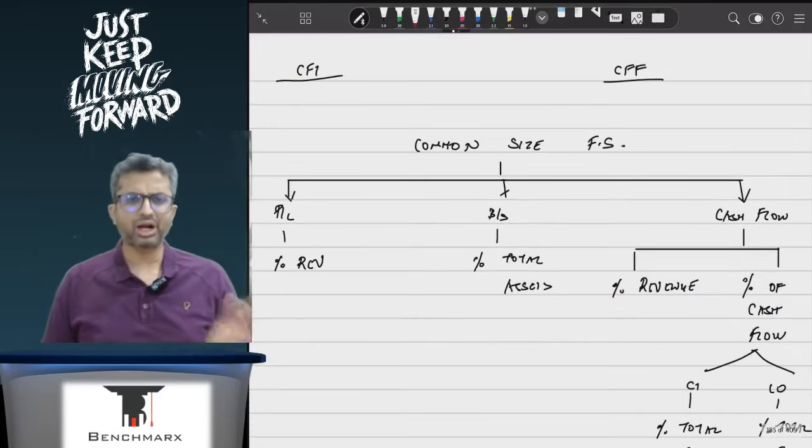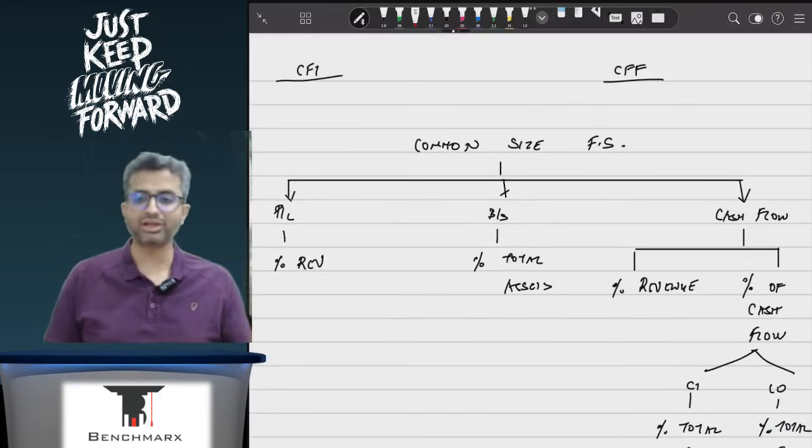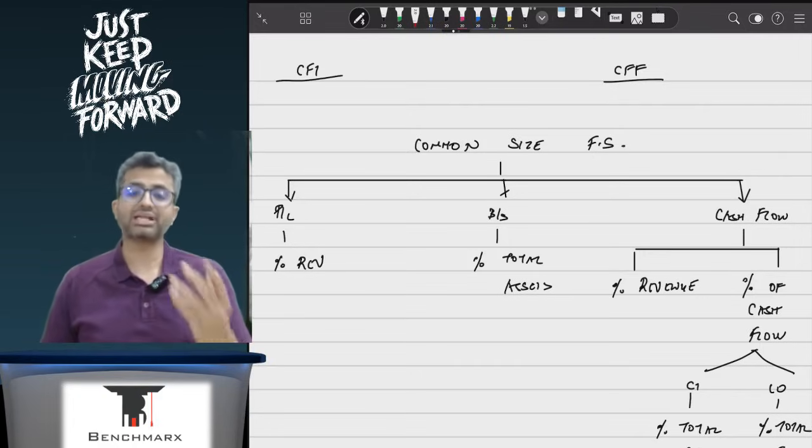Now, when you look at analysis of cash flow, people don't do it as much as they do it for the balance sheet or income statement. When you look at analysis for cash flow, something like a common size statement can be helpful, but here the common size statement will be a percentage of your total cash flows.